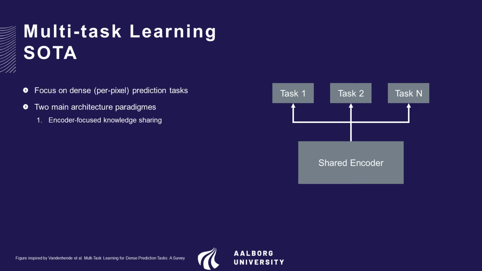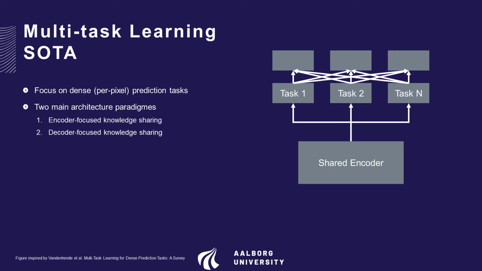The main portion of the multitask learning literature within computer vision is focused on dense per pixel classification tasks. For these tasks, there are 2 main methods of how to structure your model. First, there are the encoder-focused models, where the encoder is shared and you then have n disjointed task heads. Secondly, you have these decoder-focused models, where again you have the encoder, but now in the decoder heads, knowledge is shared between the different tasks.